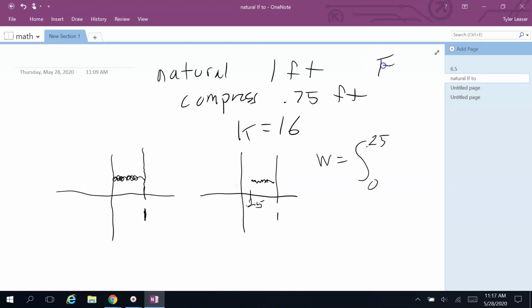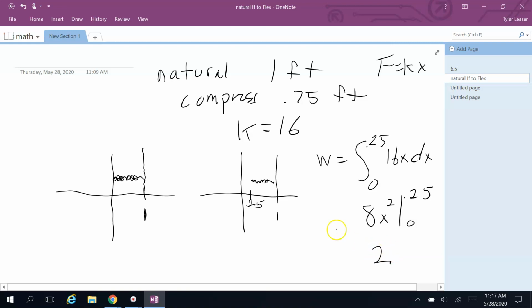Remember Hooke's law, the force is equal to k times x. So our k is 16. We're just going to integrate over 16x. This has antiderivative 8x squared. That's being evaluated from 0 to 0.25. Plugging 0.25 into this, we get, I think, 2. And this was the work. Work for us is going to be in foot-pounds. So this is the American system, foot-pounds. If we were in the other system, that would be in joules for our work.